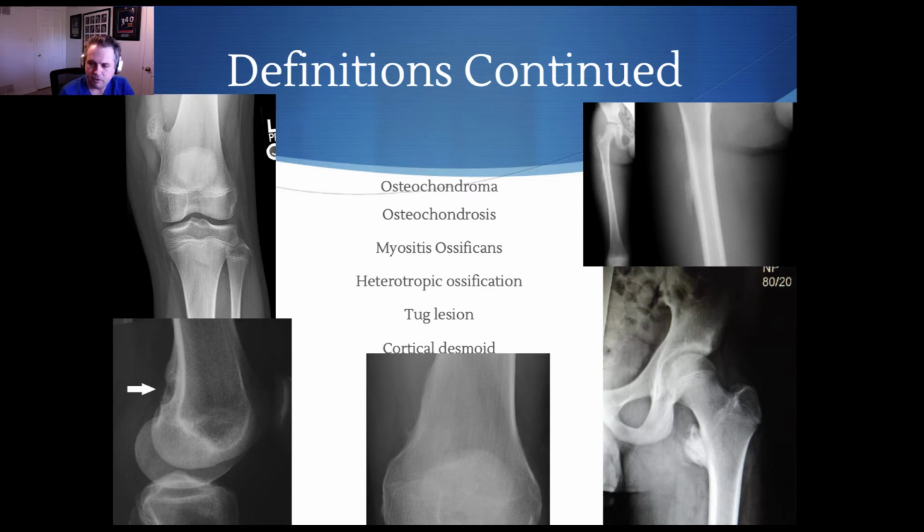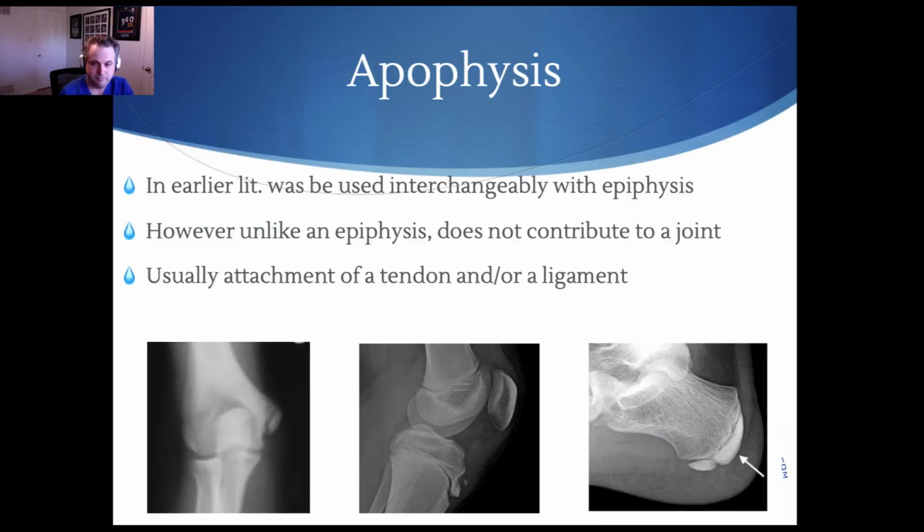And then finally, there's something called cortical desmoid. Sounds quite concerning. In fact, these are benign fibro-osseous lesions. You can see it almost looks like a cystic lesion, followed by some cortical irregularity. This one here in particular is at the medial gastroc origin attachment, and the other common area for cortical desmoid, once again similar to the demonstration of the tug lesion here, is at the insertion of the distal adductor magnus.